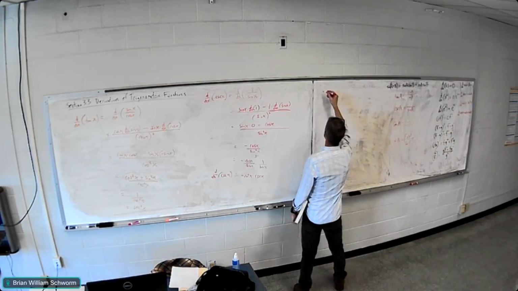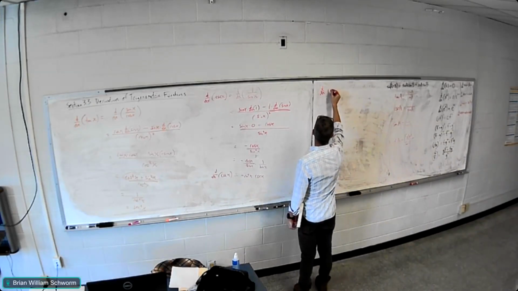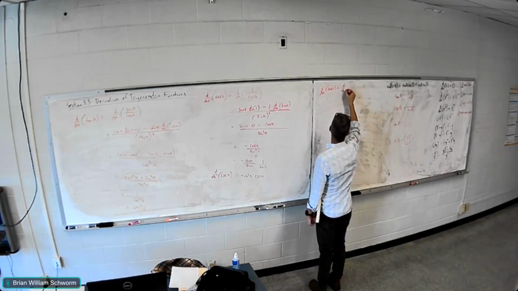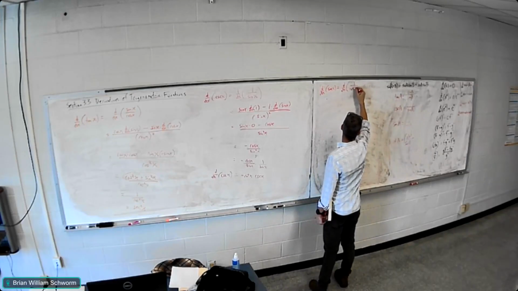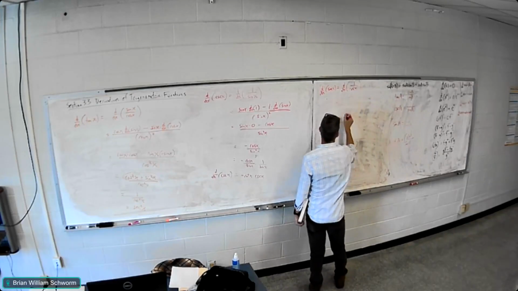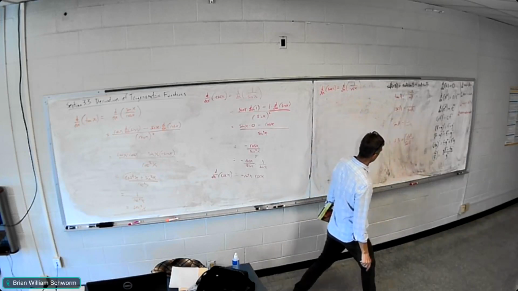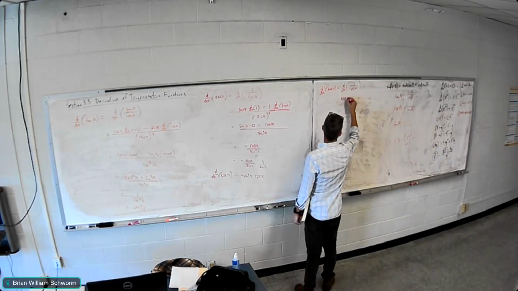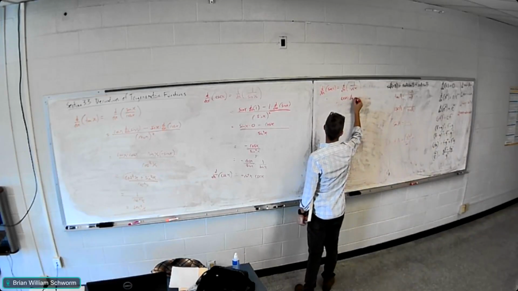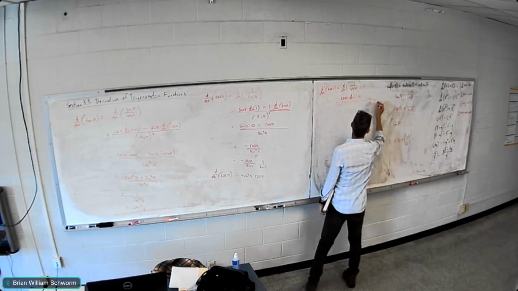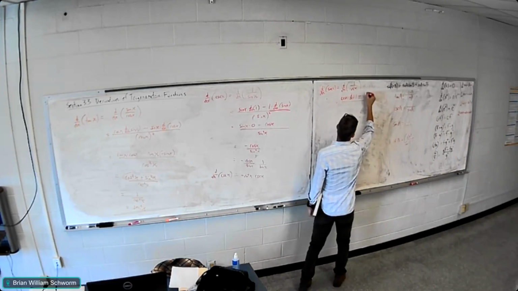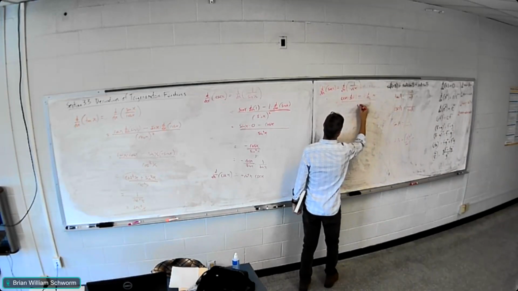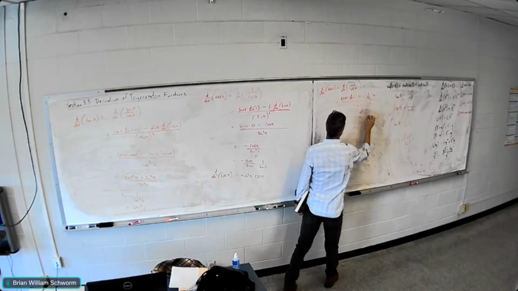Derivative of secant. Secant's 1 over cosine. So use the quotient rule again. Low d high. So the bottom times the derivative of the top, minus high d low: the top times the derivative of the bottom, over the bottom squared, cosine of x squared.